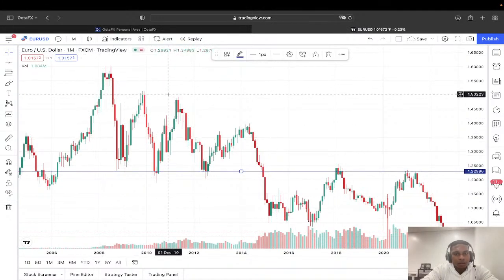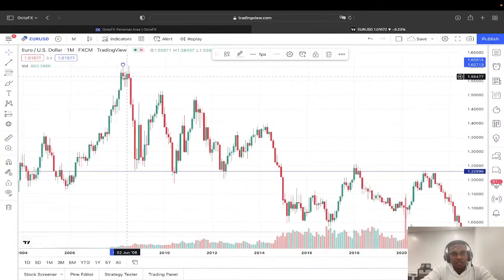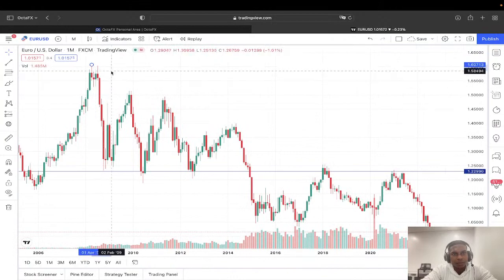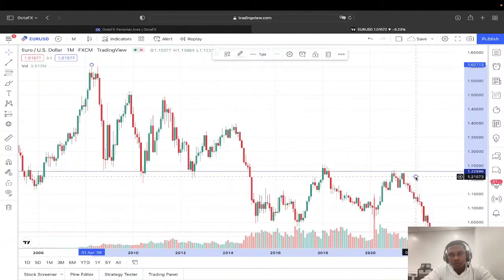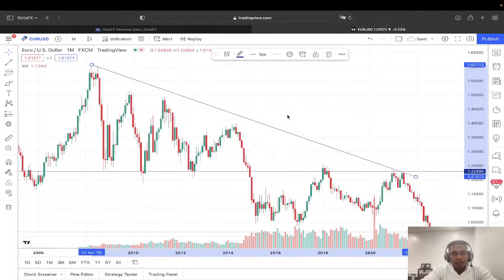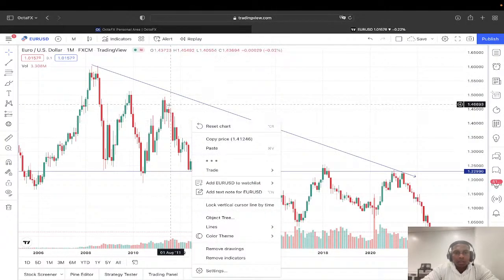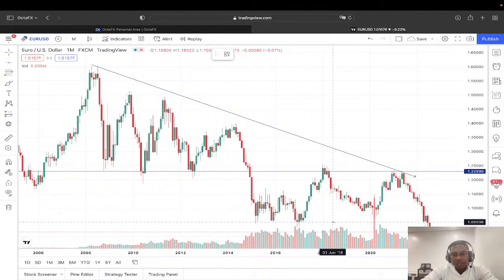So the current market structure shows that the market has been in a downtrend. The market has been in a downtrend, and interestingly, it has broken through some levels.